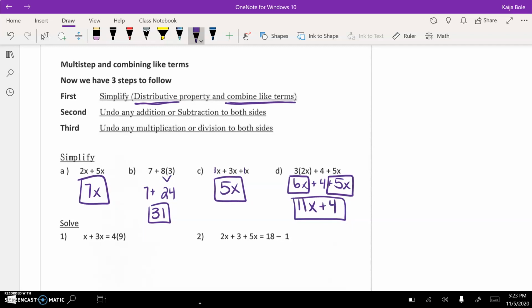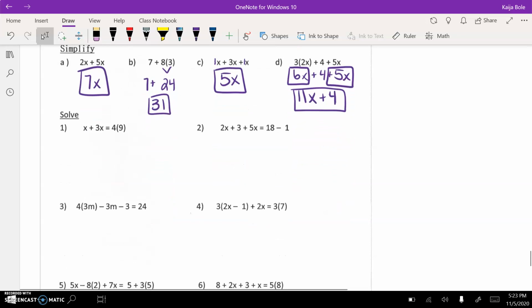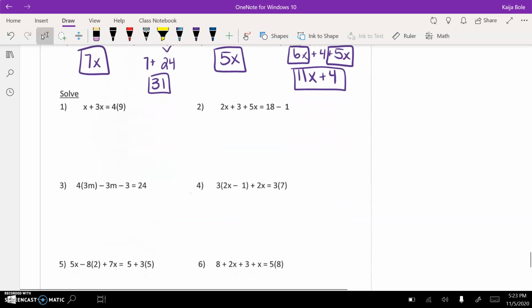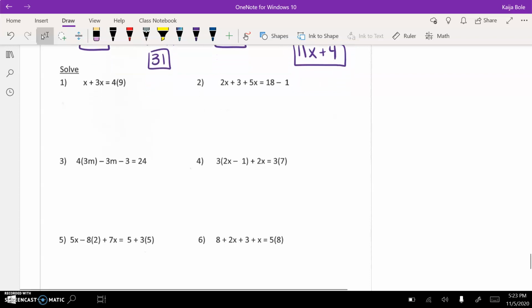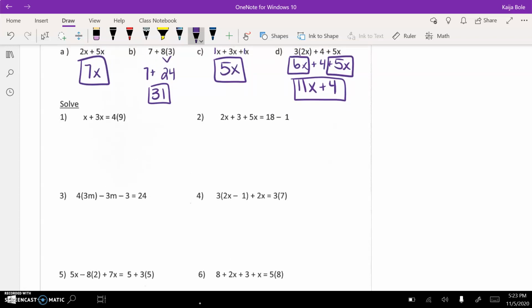So now we're going to take those ideas and solve equations. So number 1, we have x plus 3x, and then 4 times 9. So I'm going to start on the left. So x plus 3x, that would be 4x's equals, and you could do this all at once, 4 times 9 is 36. So now this is just a one-step equation. I'm going to divide by 4 on both sides. So I would get x equals 9.